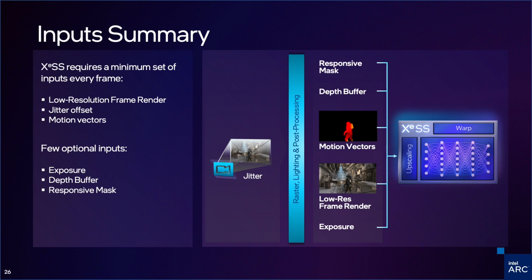Responsive mask is another optional input that is used to mark objects that do not come with correct motion vectors and cause visual artifacts with XeSS due to XeSS inability to properly reproject those objects during history buffer warp. A good example would be a semi-transparent particle that does not have proper depth value in the Z buffer. Now let's talk about important details to keep in mind when dealing with XeSS inputs.